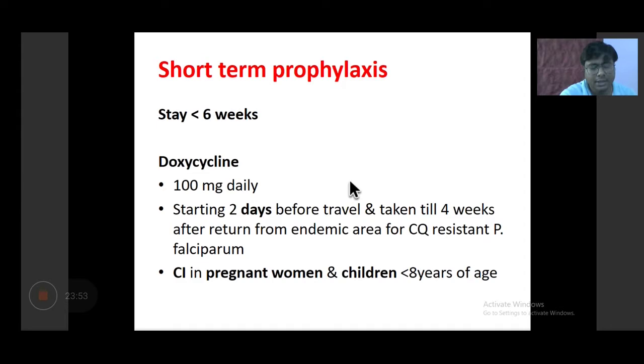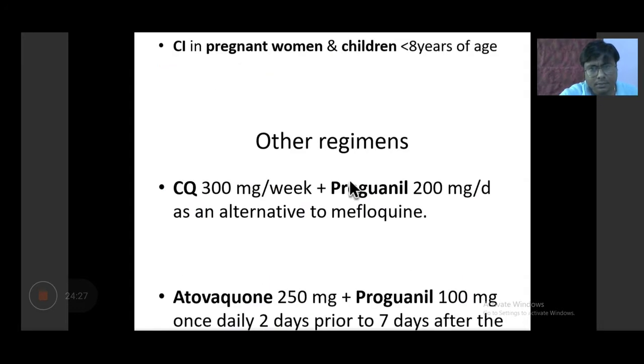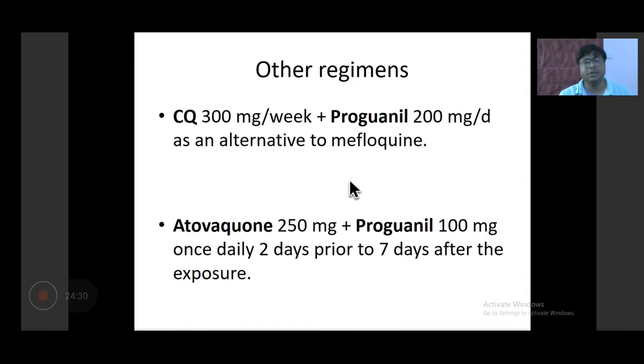It is same for both Mefloquine and Doxycycline. So this is very, very important to understand. 2 weeks prior to travel date, whole the period of stay plus 4 weeks after return for Mefloquine, 200 mg weekly, long term prophylaxis. Short term prophylaxis, 100 mg daily, doxycycline, 2 days, not 2 weeks, 2 days before travel, during the period of stay, and again continue till 4 weeks after return from the endemic area. Because doxy is contraindicated in pregnant women and children less than 8 years of age, we cannot give it to them. So this is the regimen where chloroquine resistance is there.